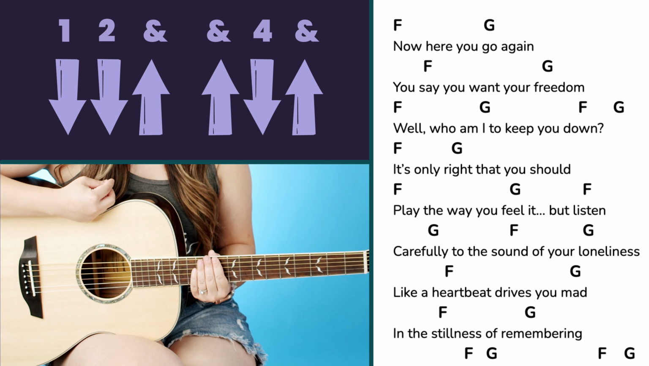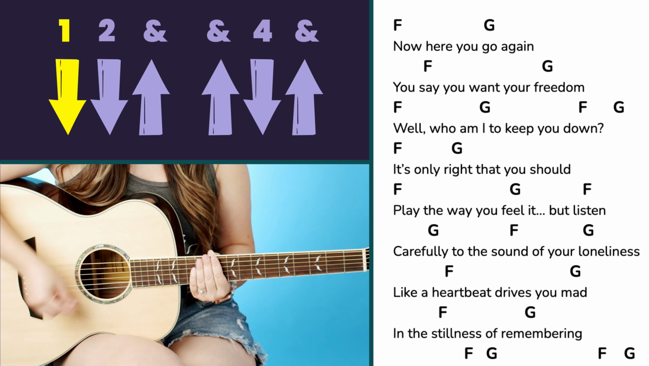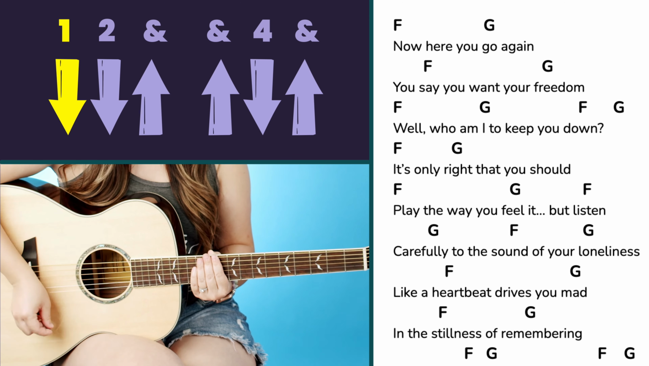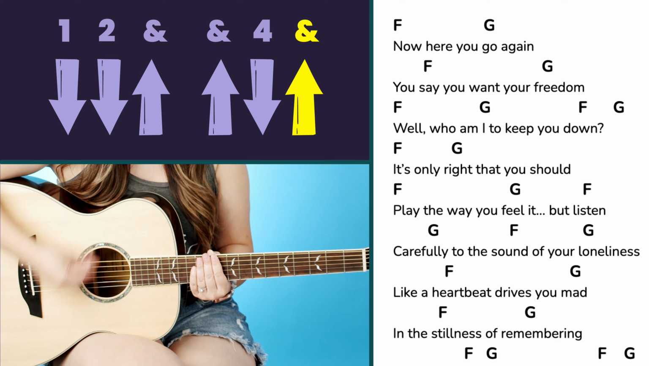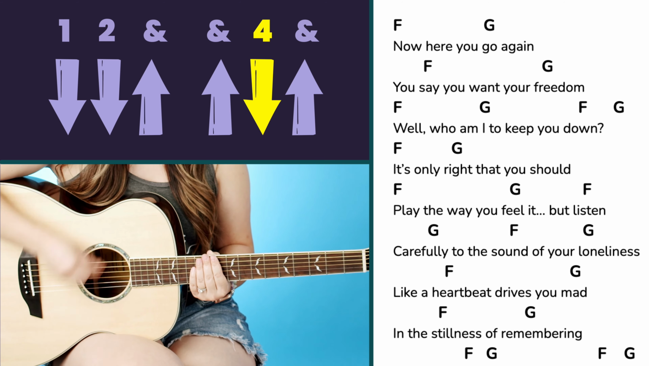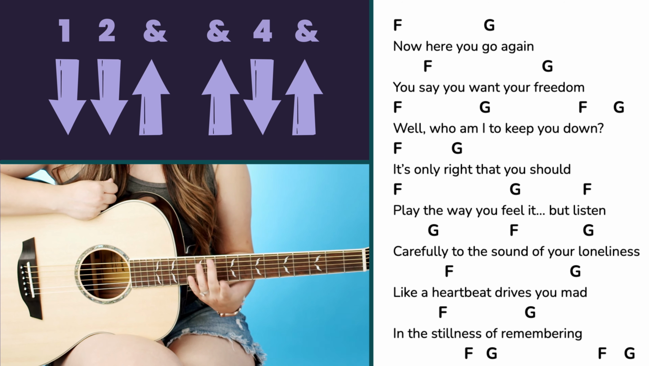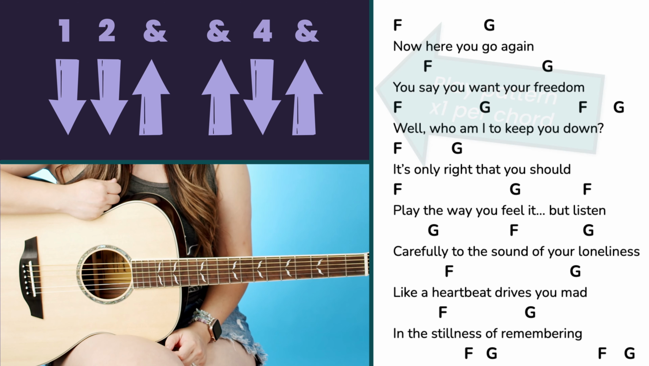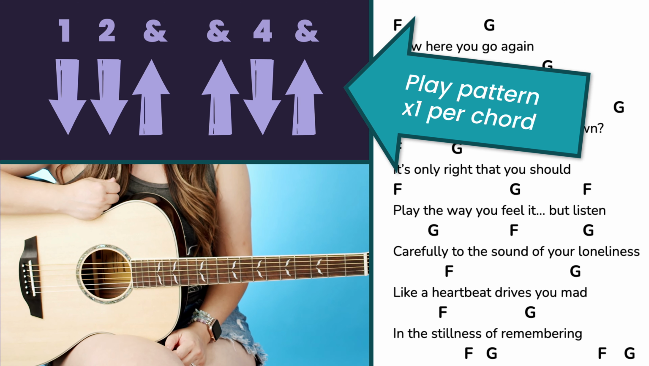We have 1 and 2 and 3 and 4 and 1 and 2 and 3 and 4 and 1 and 2 and 3 and 4 and down, down, up, down, down, up, down, up. Alright? And you would basically take that pattern and play it one time through for every chord in the song.